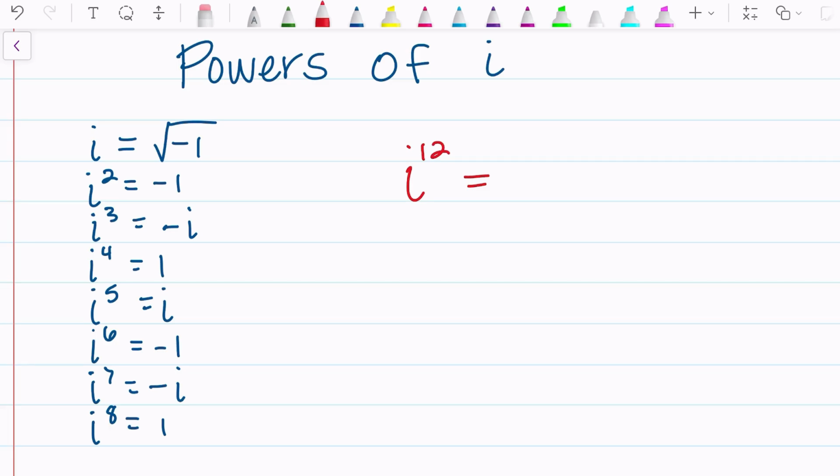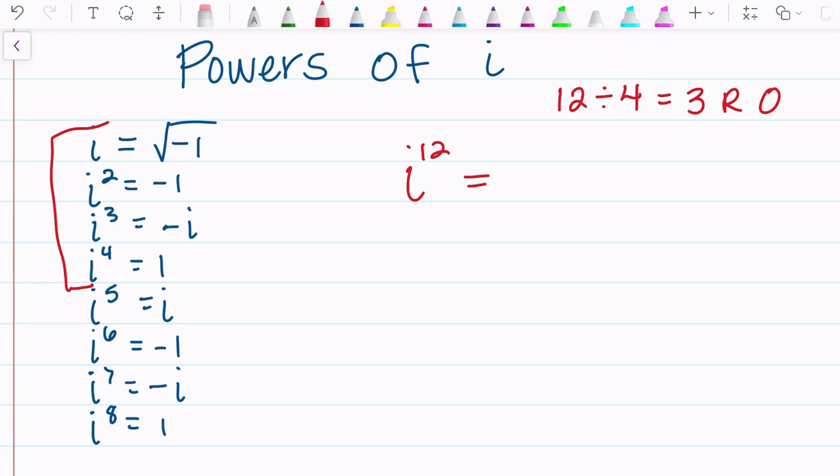What you're going to do is see how many cycles of 4, the power of 4, are going to go into that. So up here, I'm just going to do 12 divided by 4, and that gives me 3 with a remainder of 0. That means there's 3 sets of these 4, that cycle of i to the fourth power.